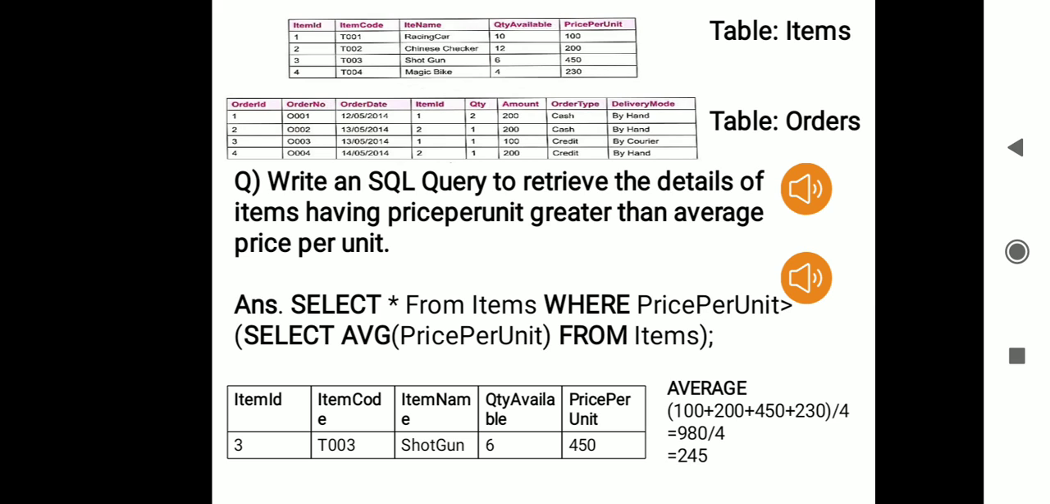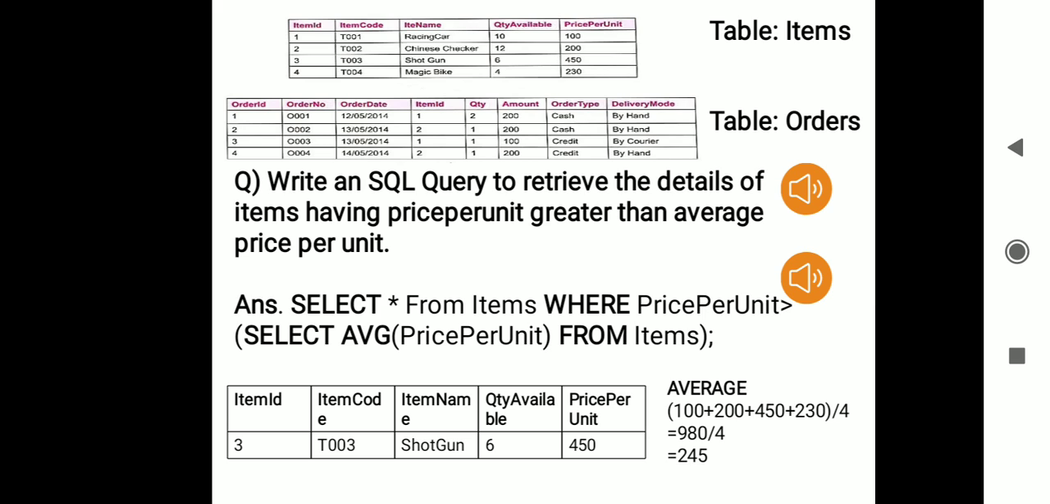Okay, and just continuing, having price per unit greater than the average price per unit. So we are going to retrieve the details of those items having price per unit greater than the average price per unit, but in this case we don't know the value of the average price per unit from the table items, and therefore we have to calculate the average price.